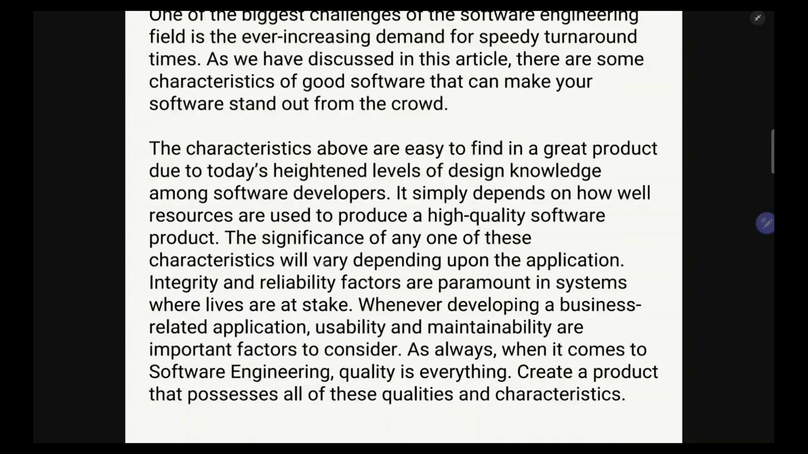The significance of any one of these characteristics will vary depending upon the application. Integrity and reliability factors are paramount in systems where lives are at stake. Whenever developing a business related application, usability and maintainability are important factors to consider. As always when it comes to software engineering, quality is everything. Create a product that possesses all of these qualities and characteristics.